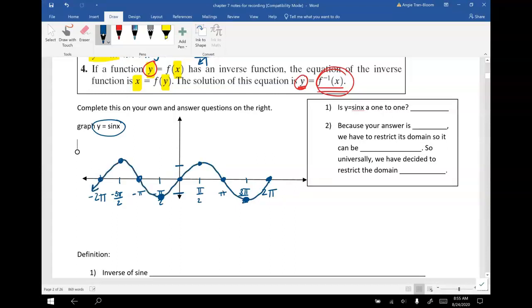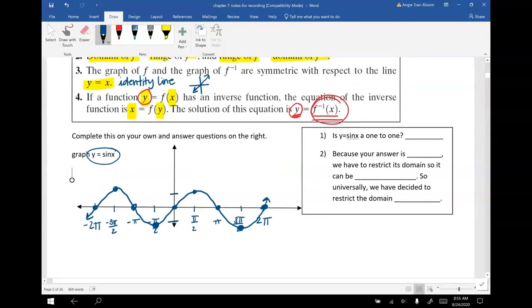All right, because we are graphing two full periods, you do need the arrows on the ends. Just because we're stopping at two periods doesn't mean it really does stop at two periods, okay? Now, number 1 in the box to the right, is y equals sine of x a one-to-one? Let's recap what a one-to-one is.